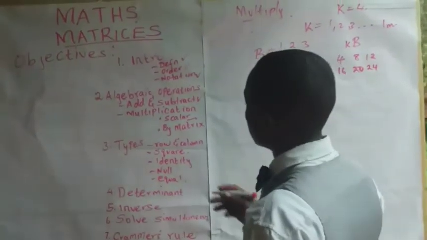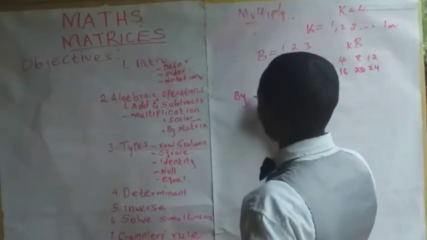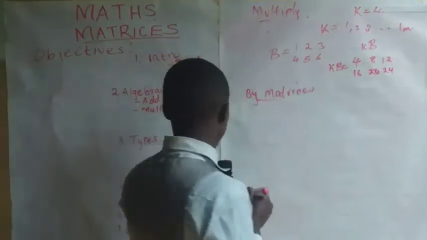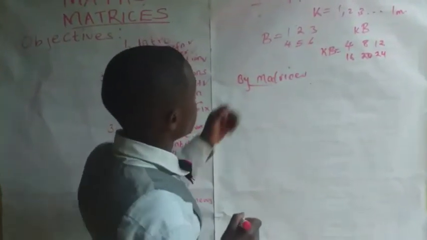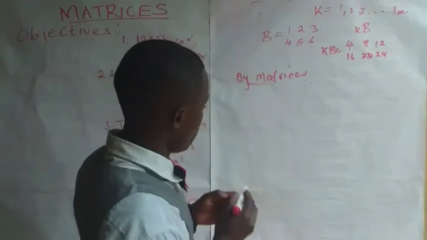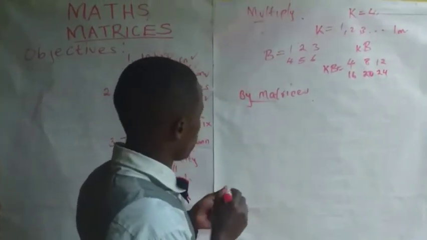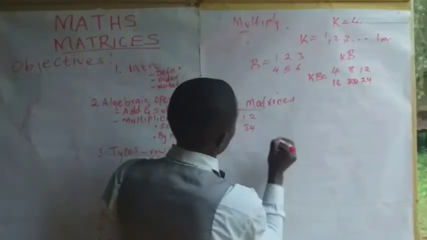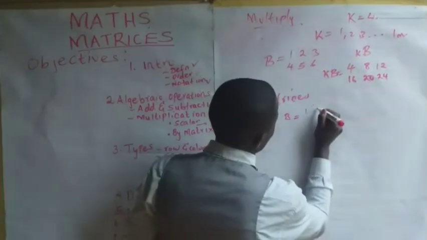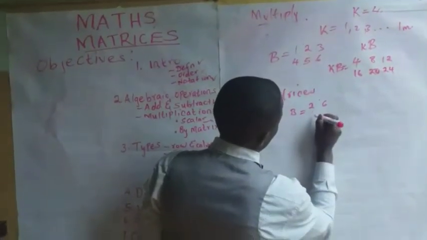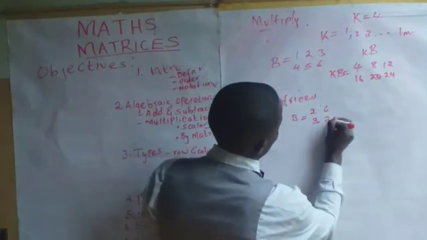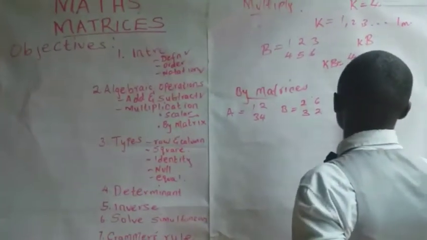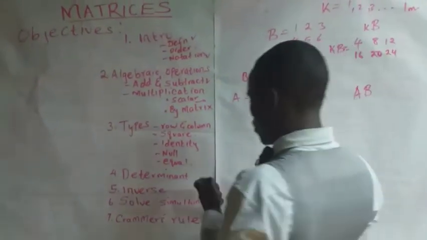Let's go ahead to multiplication by other matrices. This is where I want you to really understand, because it is a bit more complicated than the above. You don't just multiply every element. Let me give you a matrix A, which is 1, 2, 3, 4, and a matrix B, which is 2, 6, 3, 2. If I tell you to get me matrix AB, which is A times B, how do we do this?